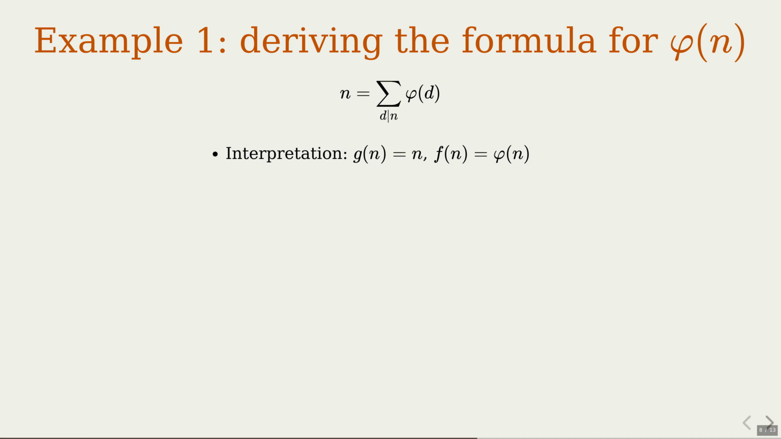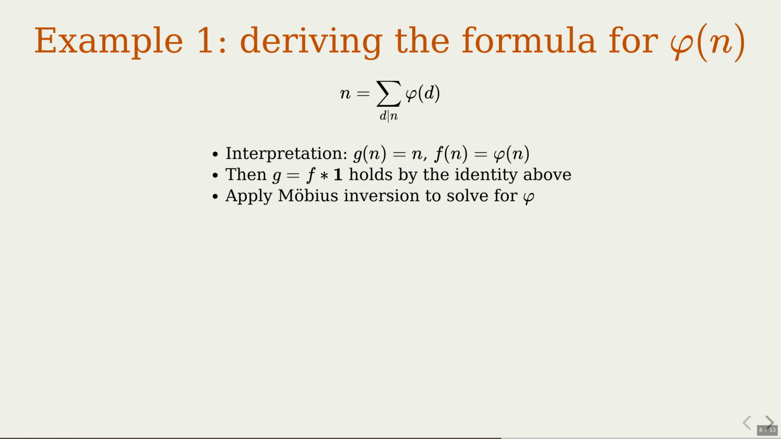Think of g as the identity function that sends n to n, and f as the totient function phi. That matches our earlier pattern, where g is a divisor sum of f with the constant 1 function. Exactly. So Möbius inversion tells us how to express phi of n directly as a sum involving mu and n.